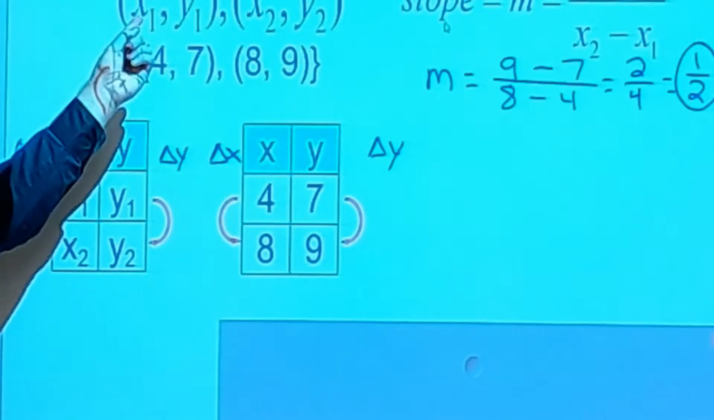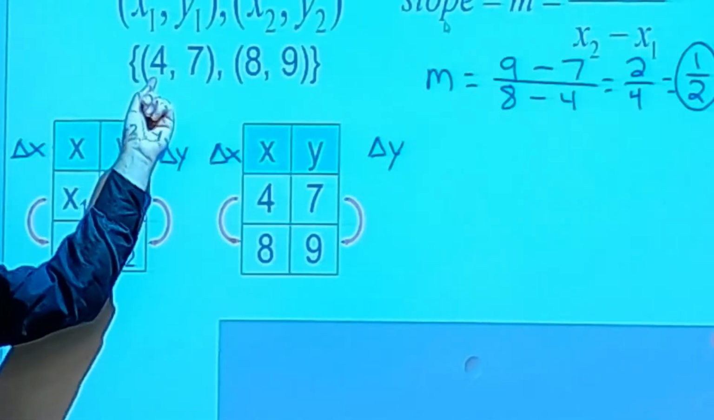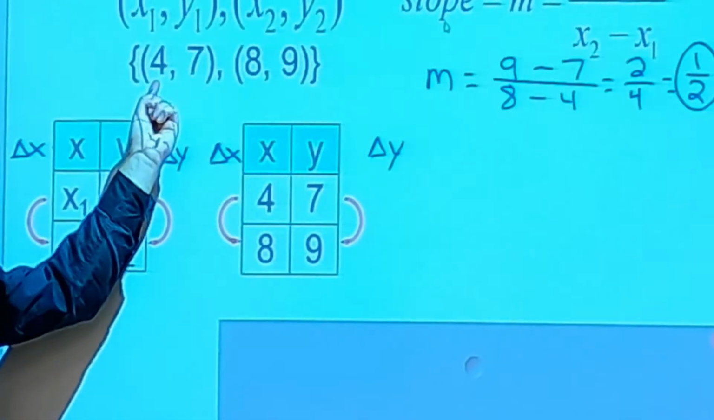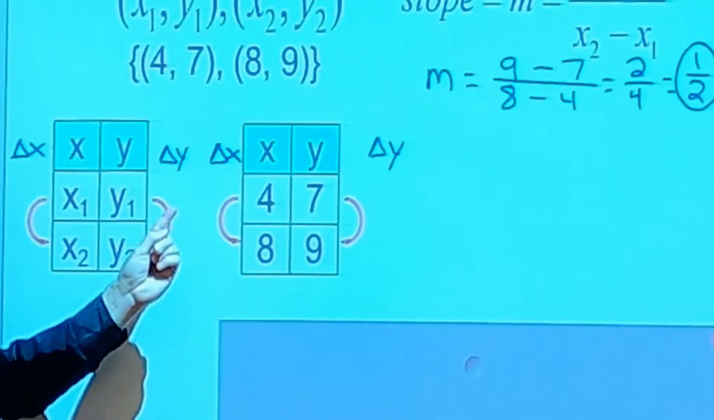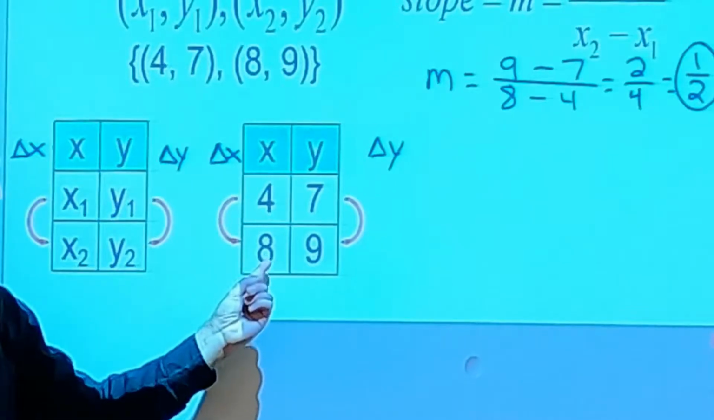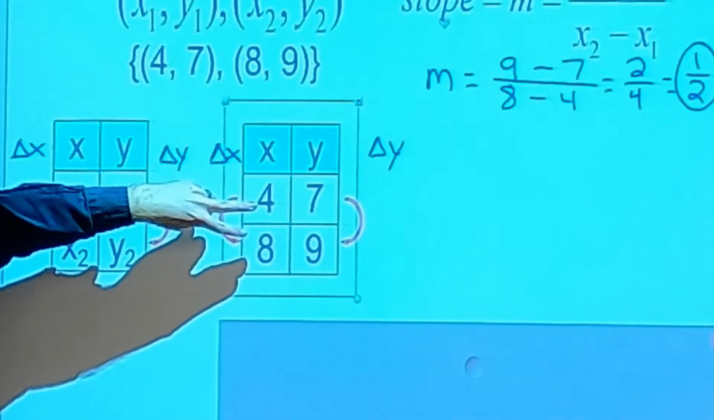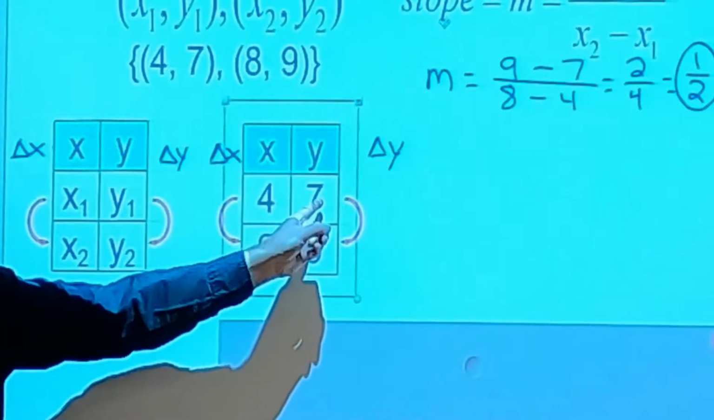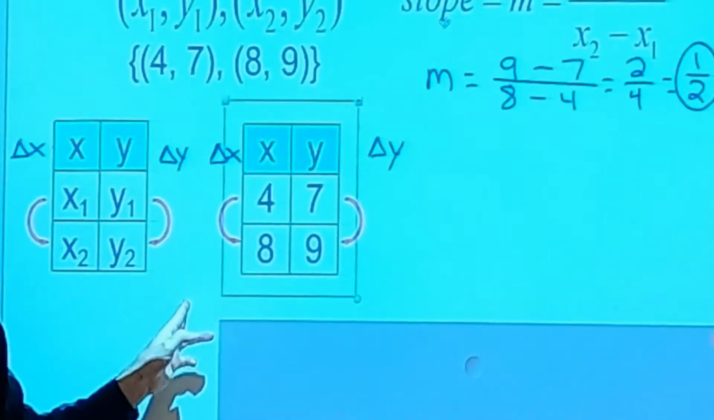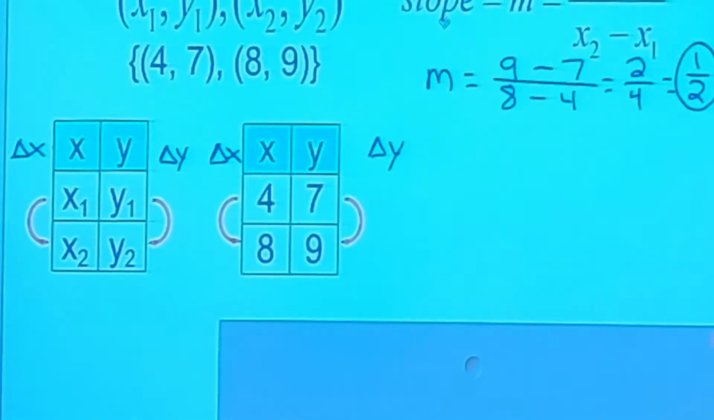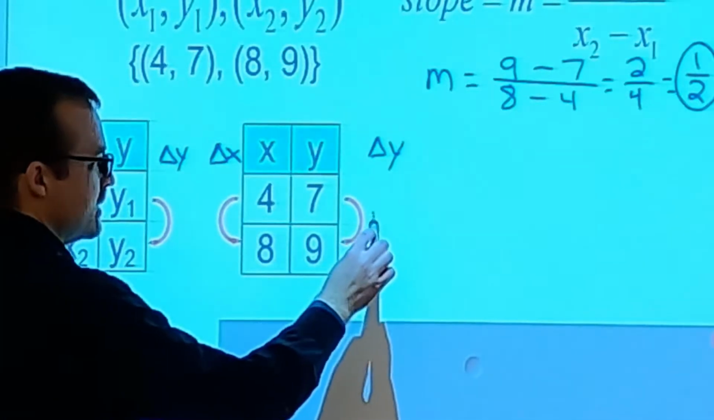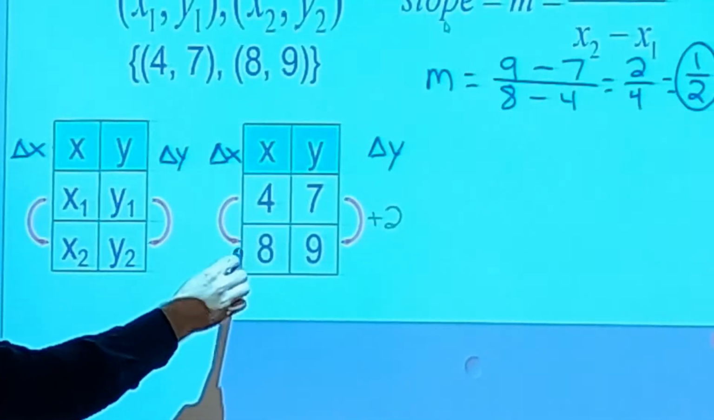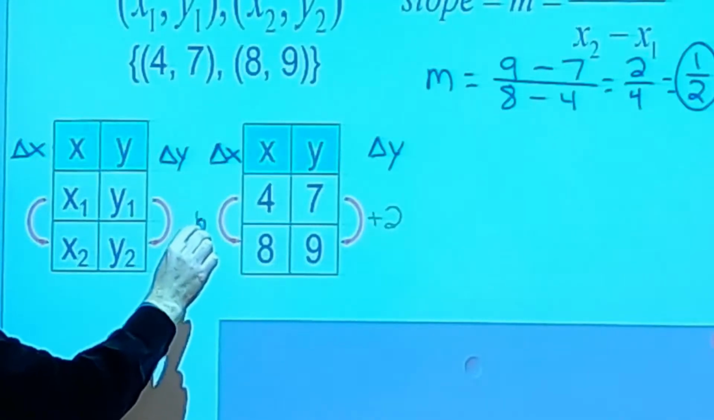As you can see here, we got x1 and y1, 4 and 7. This would be my x coordinate 4, my y coordinate 7, so 4, 7. And then I have my x coordinate, my y coordinate 8, 9. It actually wouldn't matter which order I put those in, as long as it's 4 next to 7 and 8 next to 9. Does that answer your question? Yes. Okay. So the change in y here would be, how do we get from 7 to 9? Well, that would be plus 2. How do we get from 4 to 8 for our change in x? That would be plus 4.